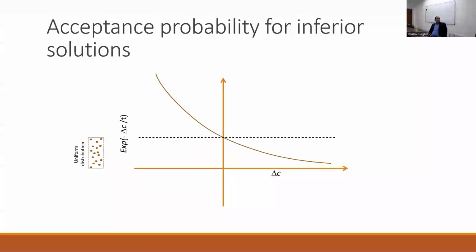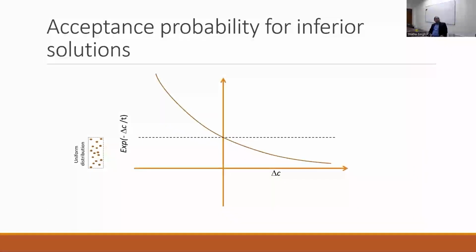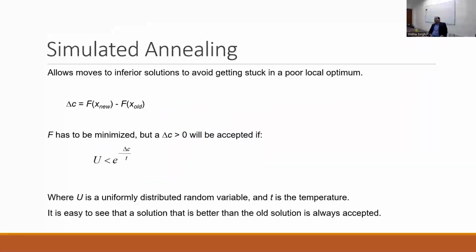Okay. So delta C here is f(x new) minus f(x old). If x new is less than x old, meaning the new solution is better, then delta C will be negative or positive? Positive. If x new is better, yeah, then delta C should be positive. If x new is better, then delta C is negative.